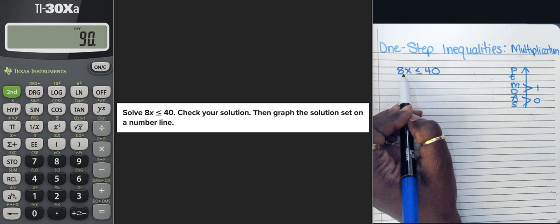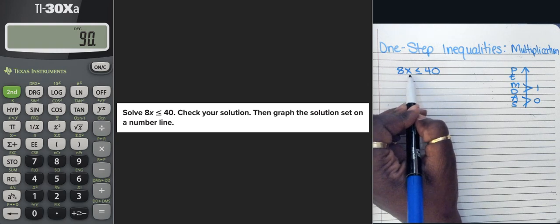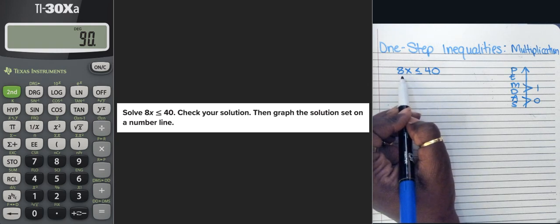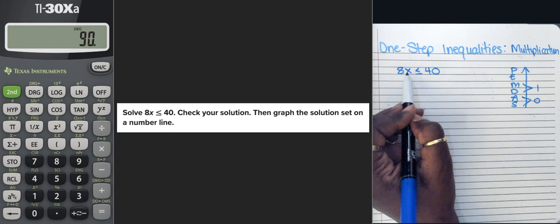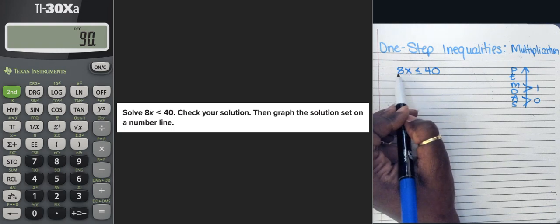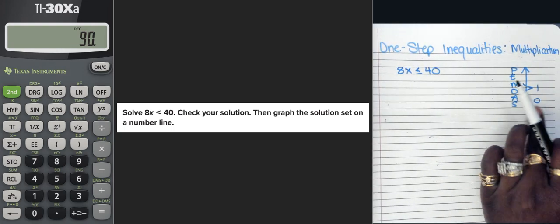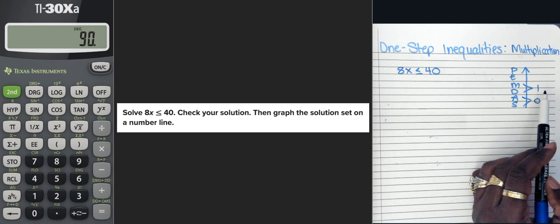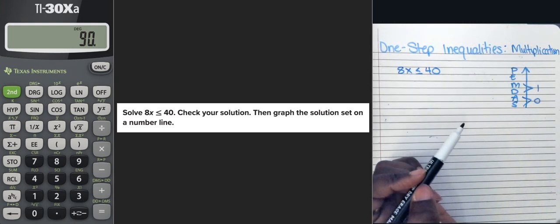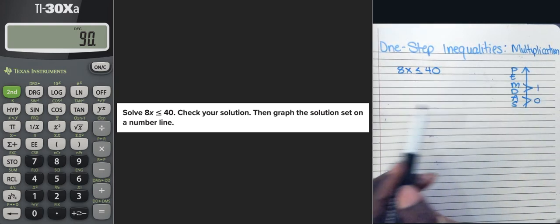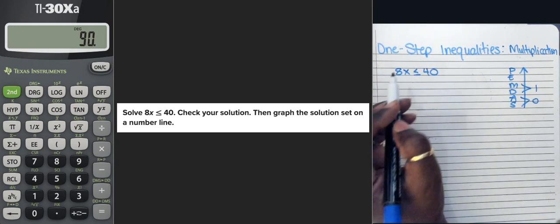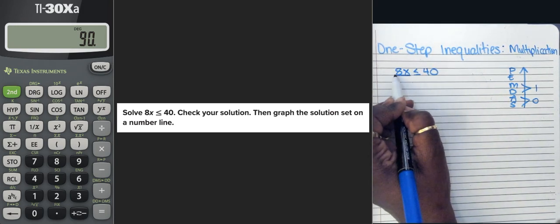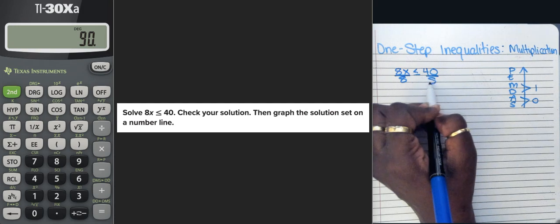So I see that x is not isolated because we are multiplying by 8. So I'm going to use the inverse operation of multiplication, which is division, right? And if we're talking about multiplication or division, we need that value on the side that has the variable to become 1. Remember, if it becomes 0, then the problem no longer exists, and we don't want to get rid of the problem. We're just trying to solve it. So we're going to divide both sides by 8.